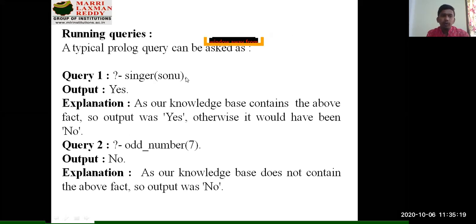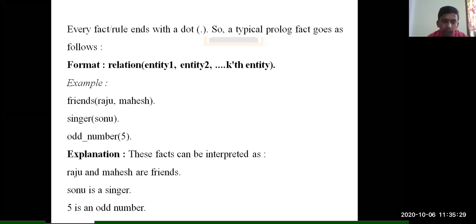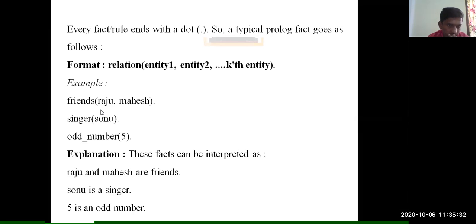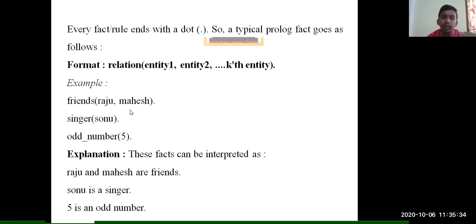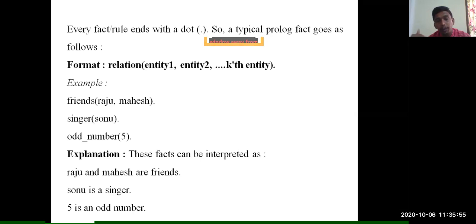Whenever we talk about Prolog, it has some running queries. As we have been discussing for a long time, we will be having some set of queries. Here we can see some input in these 3 lines example. Friends of Raju, Mahesh is one premise or one condition I have specified. Singer of Sonu is one important input I have specified. Odd number of 5. These 3 statements or propositions I have given as my input to my Prolog language. Now I'll try to give some queries and see how a solution can be designed.